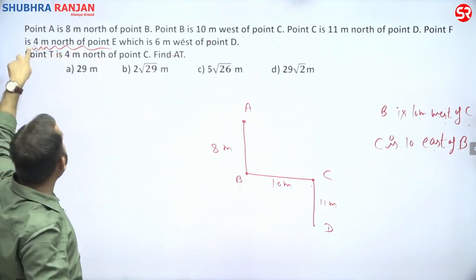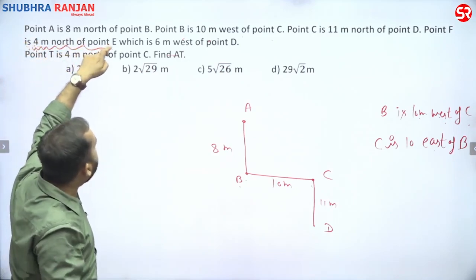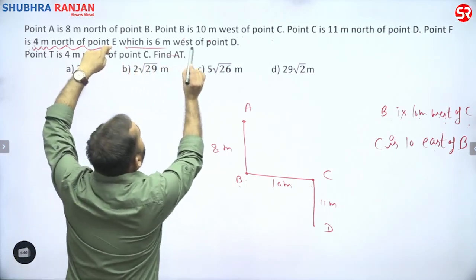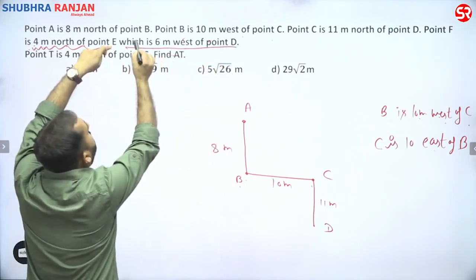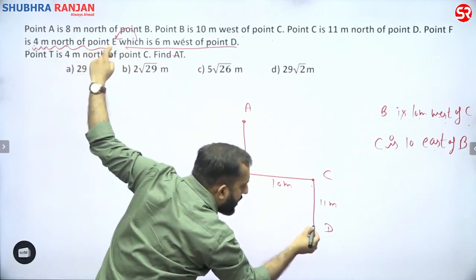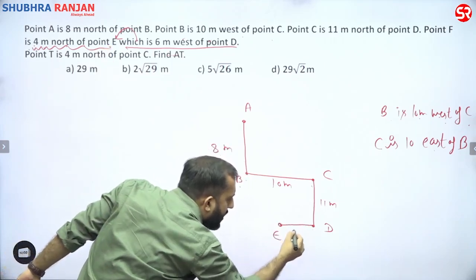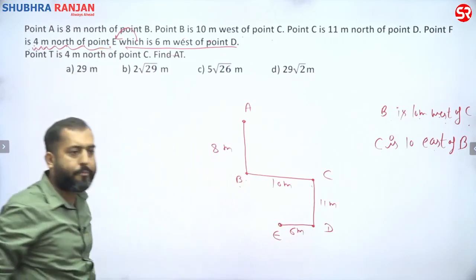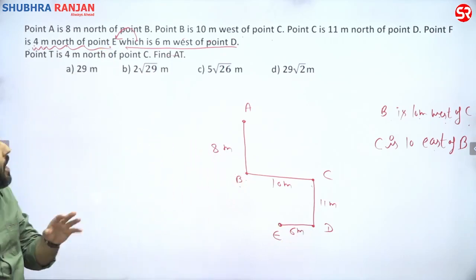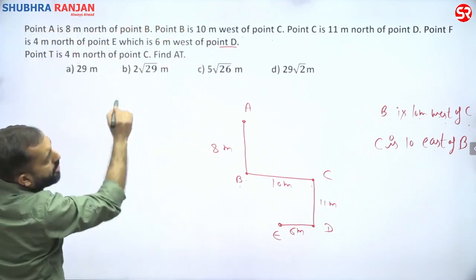Now read the next statement carefully. 4 meter north of point E, which is 6 meter west of D. So point E is 6 meter west of D. So point E must be like this, and this distance is 6 meter. Clear? Now I know the position of E, then I can draw the position of F also.